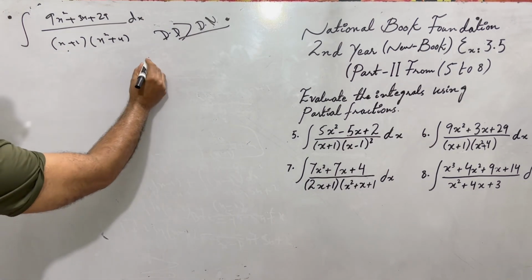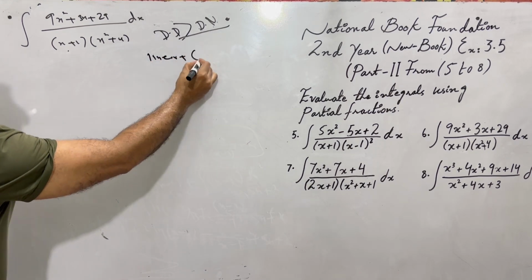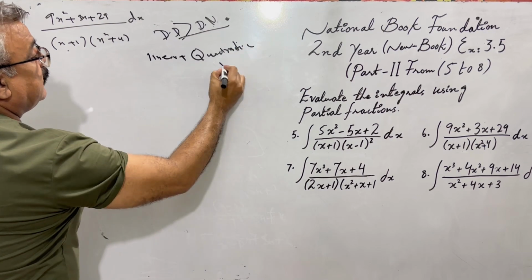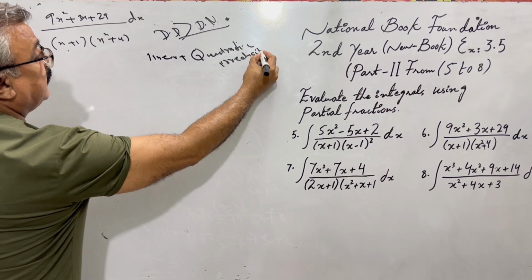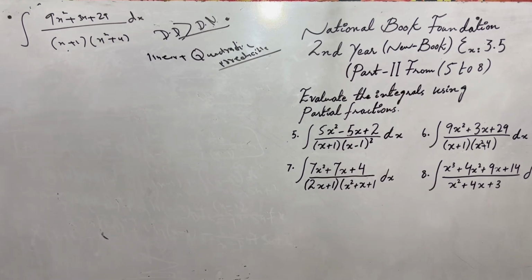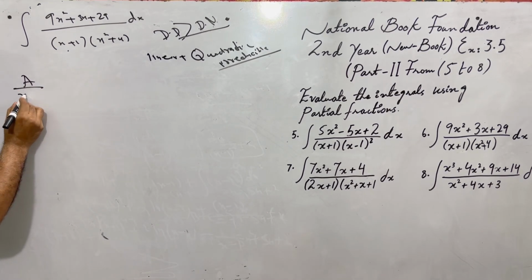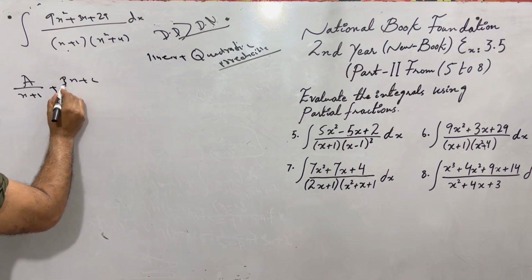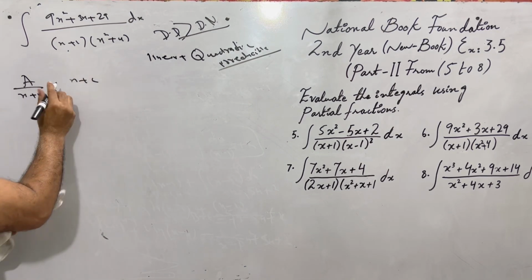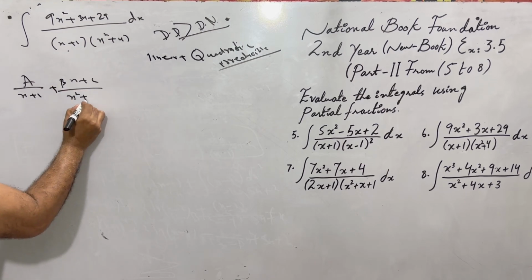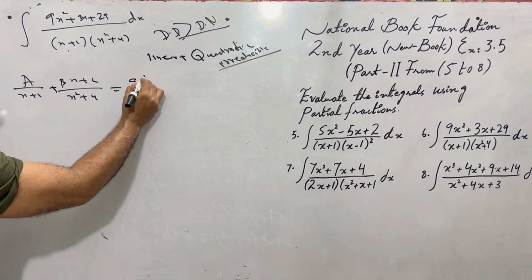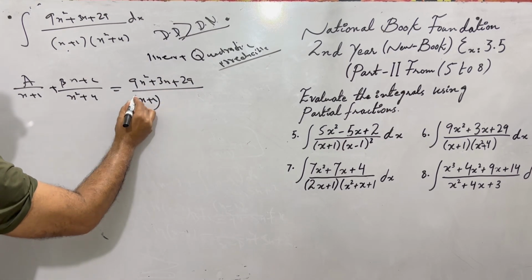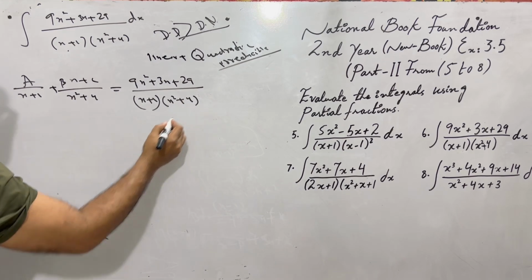Now, linear plus quadratic irreducible factors. How to write their partial fraction? Let's see and find out. It is simple for the linear one: A over x plus 1 plus, for the quadratic, Bx plus C divided by x square plus 4, is equal to 9x square plus 3x plus 29 divided by x plus 1 times x square plus 4.